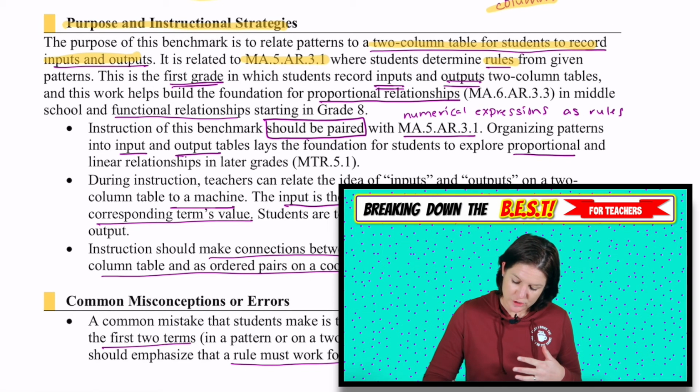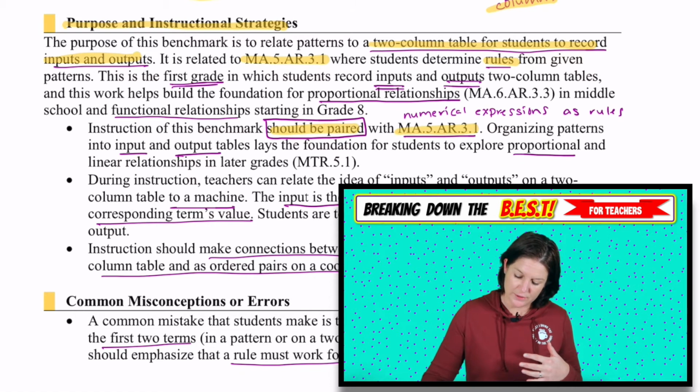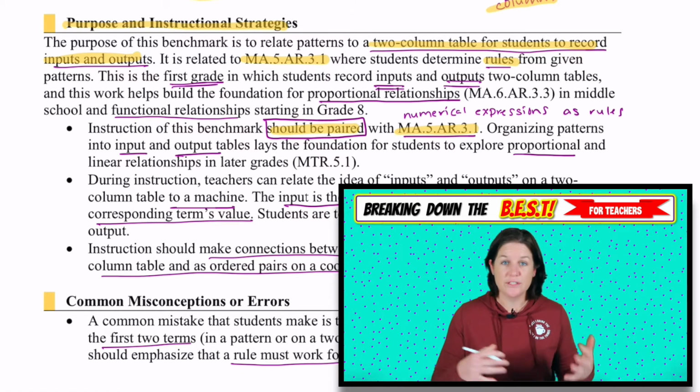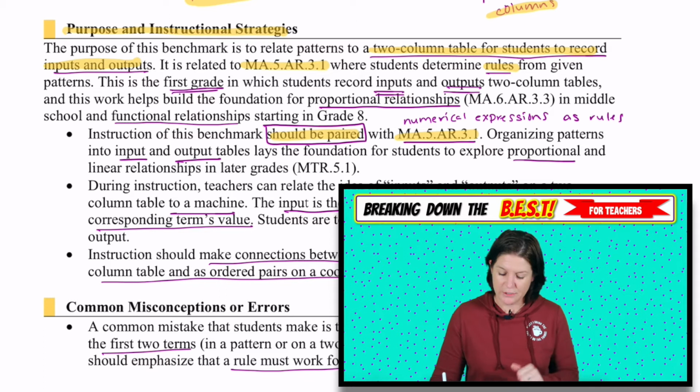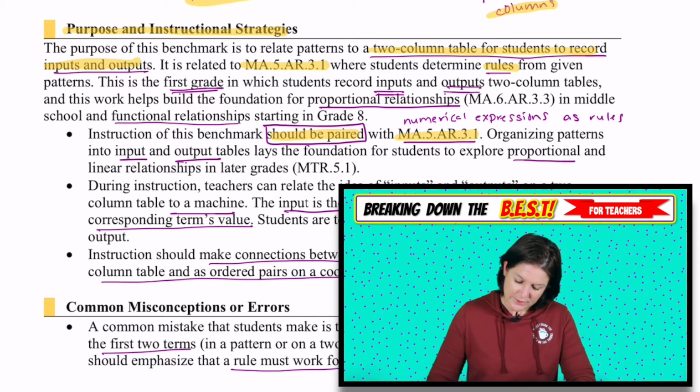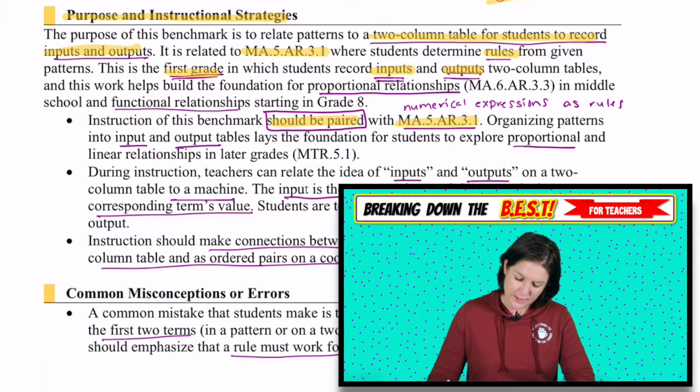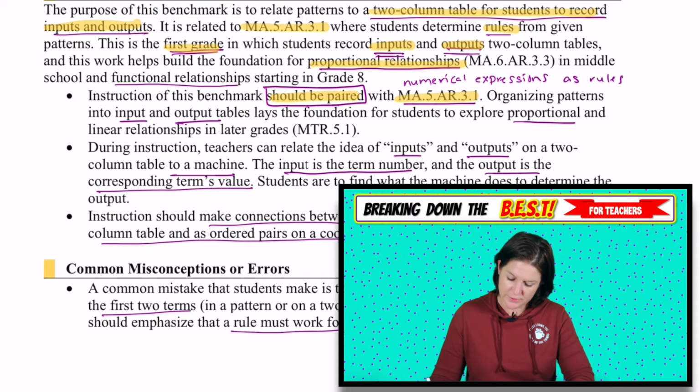Look, it says here, it should be paired with this standard because it really does go nicely. Take a look at that standard if you have not already, and you'll see that the numerical expression goes nicely with this standard too. This is the 5th grade where students record inputs and outputs in 2-column tables and build that foundation for proportional relationships in the middle school years.